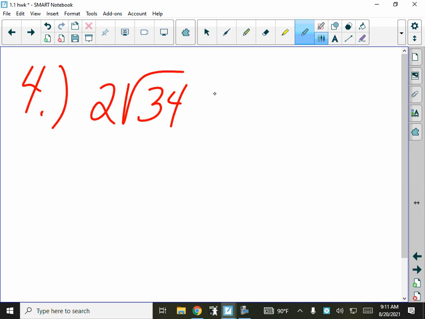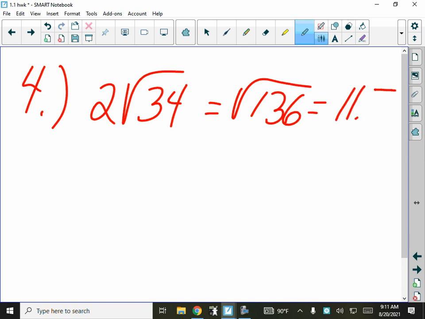Did you get, it was the square root of what? 136. Okay, but then that's like 11.7-ish. I thought I did it wrong. We looked it up. Wasn't it like 11.3 or 11.7-ish? I just put 2 square root 34.